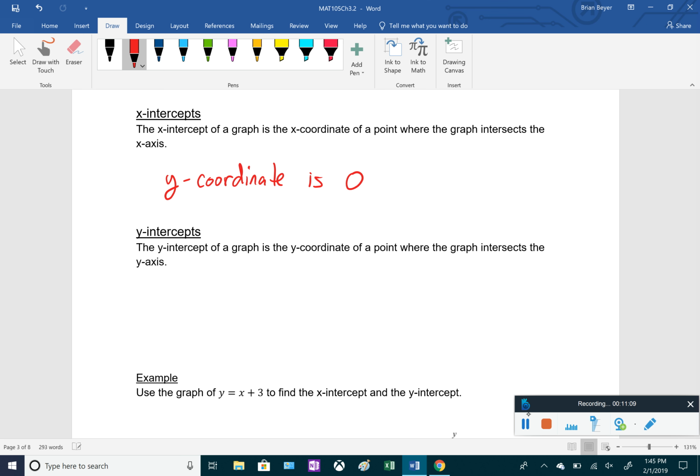So whenever we have an x-intercept, the y-coordinate is 0. So that means our x-intercept as a coordinate will look like x, comma 0. So it'll be whatever the x-intercept is, comma 0. The y-intercept is going to be the y-coordinate where the graph intersects the y-axis. So this means the x-coordinate is 0. And that means it would look something like 0, comma, whatever the y-intercept is.